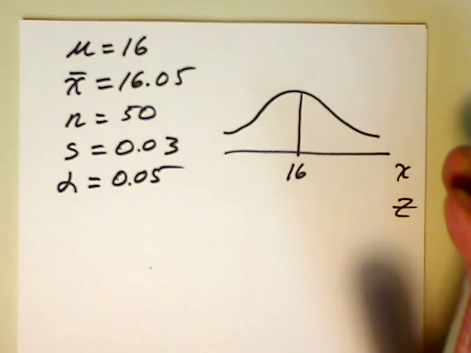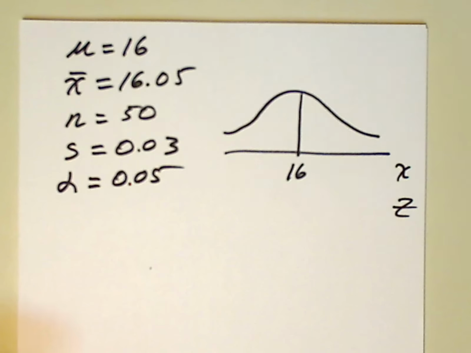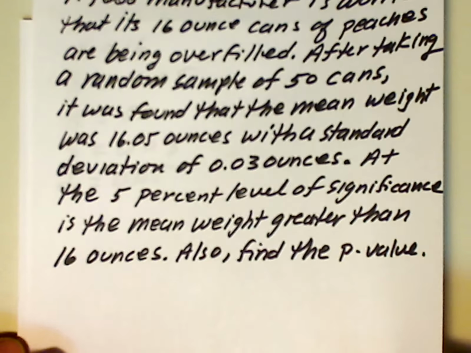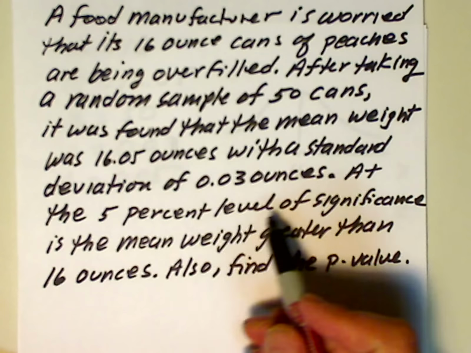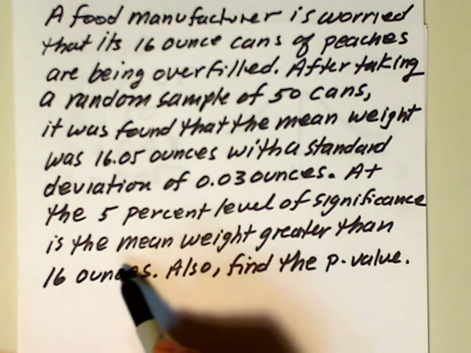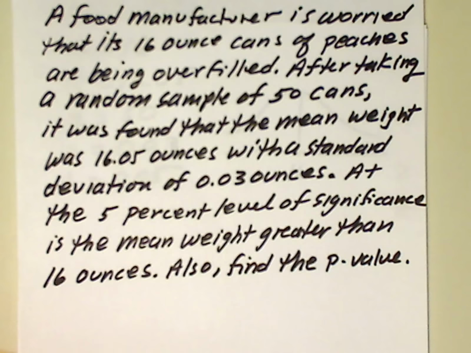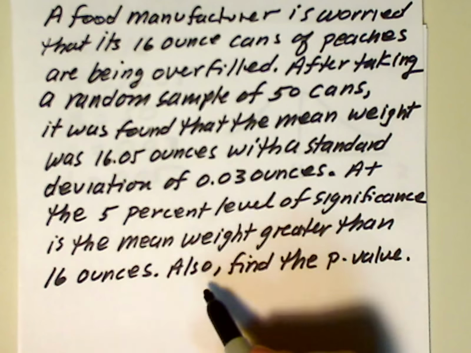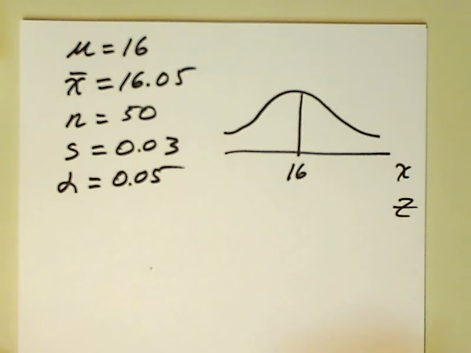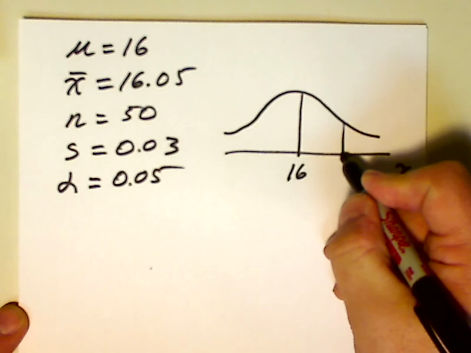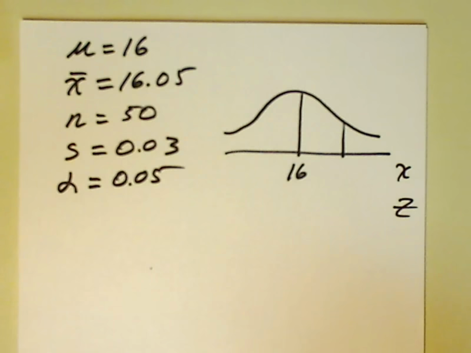Well, that's what we've got so far. Let me just leave it at that, and we want to determine the critical values. Well, okay, we need to go to the question. The question asks, at the 5% level of significance, is the mean weight greater than 16 ounces? Okay? Is it greater than 16 ounces? So we're working the right tail. That's the question that students always have: is this a one-tail test or a two-tail test? If it's a one-tail test, which tail are we working on?